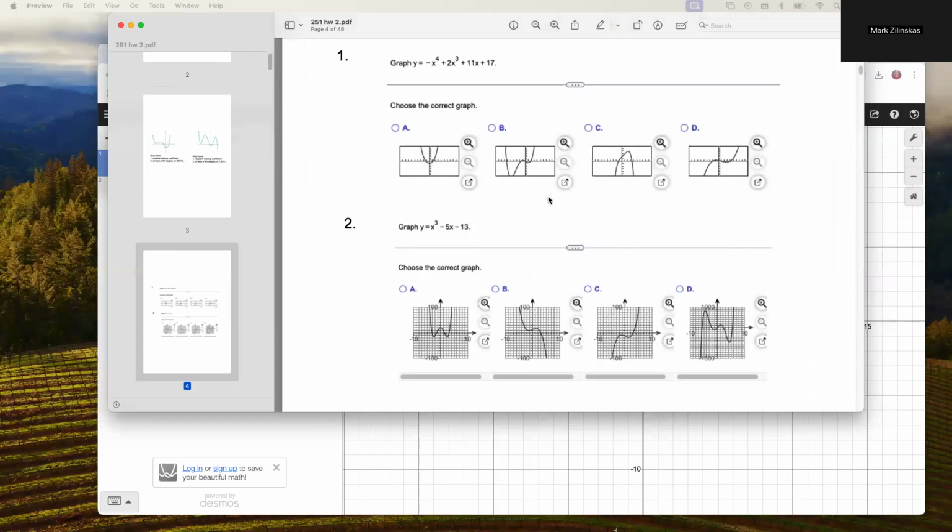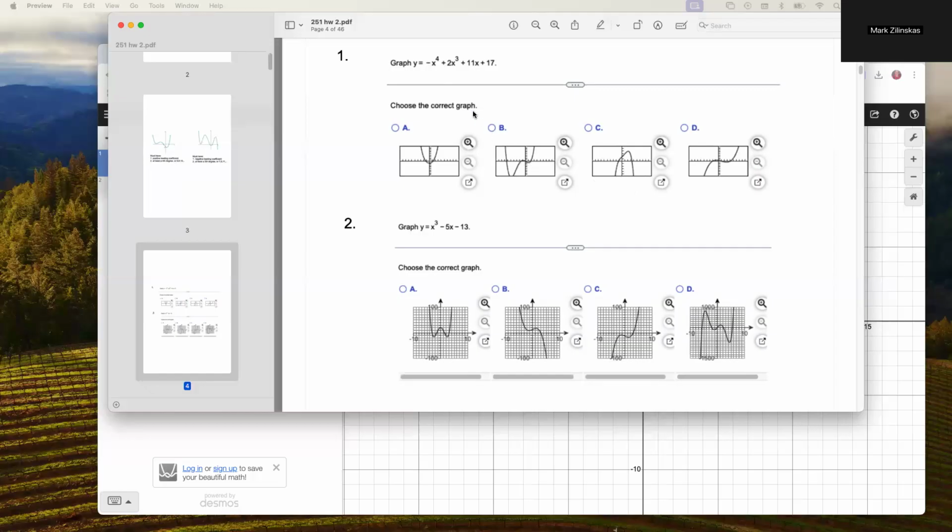Now, just to show you, you can get around this with a grapher, and I have Desmos up here and running, but you could just do this quickly with the process of elimination. A fourth degree is going to go up on both ends or down on both ends. Since the leading coefficient is negative, I know it has to go down on both ends. Well, the only graph that satisfies that particular characteristic is option C.